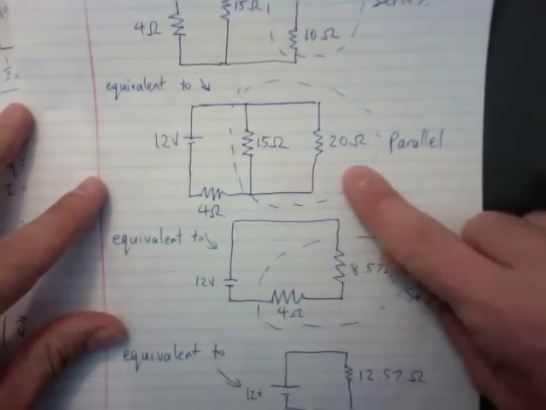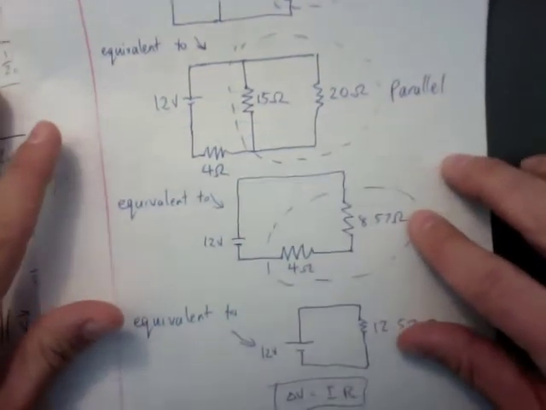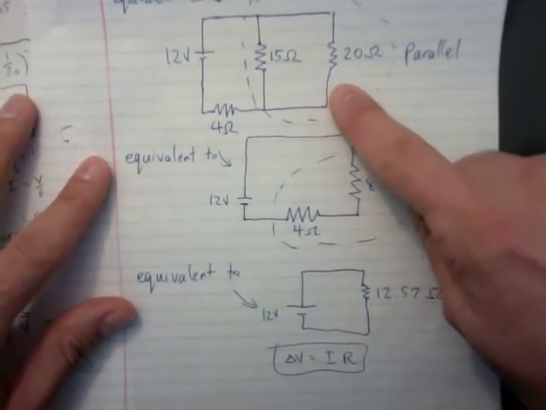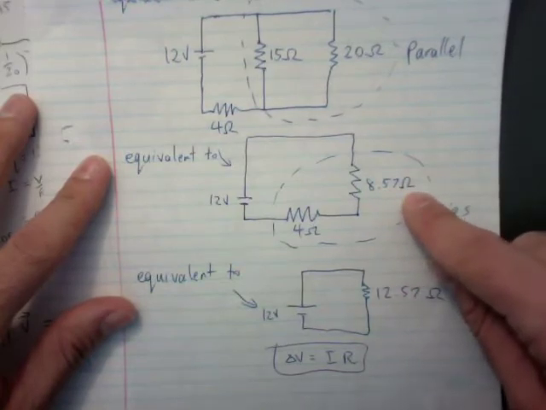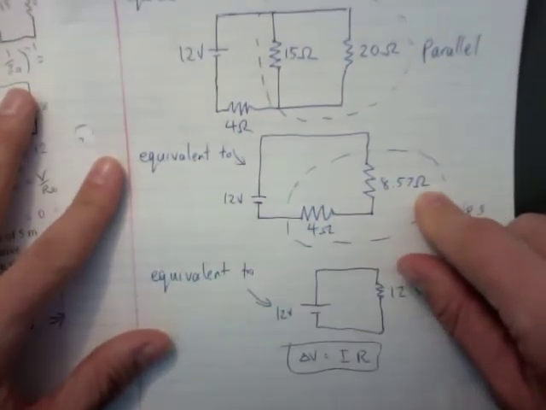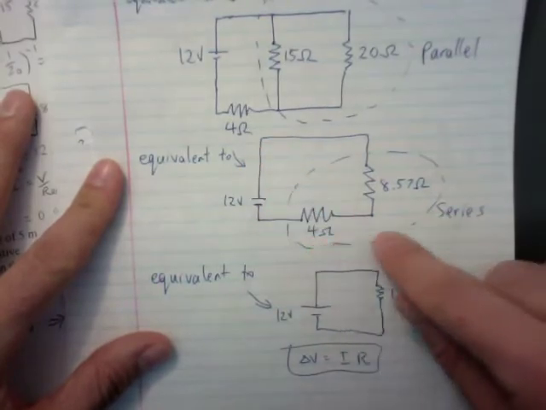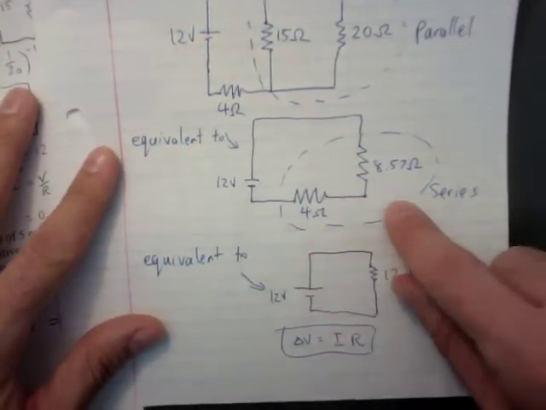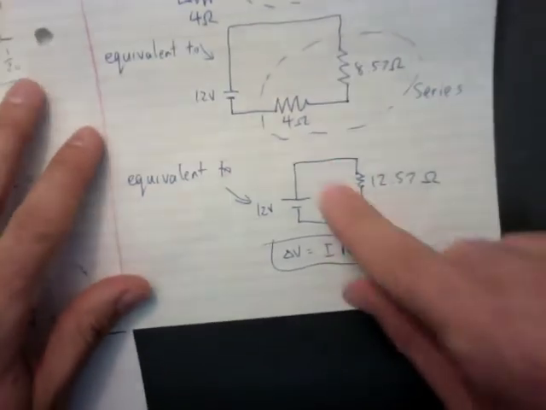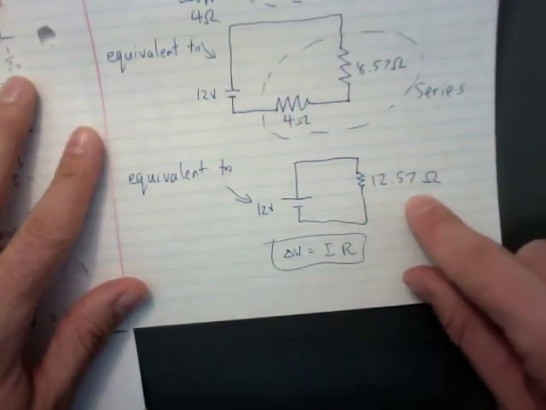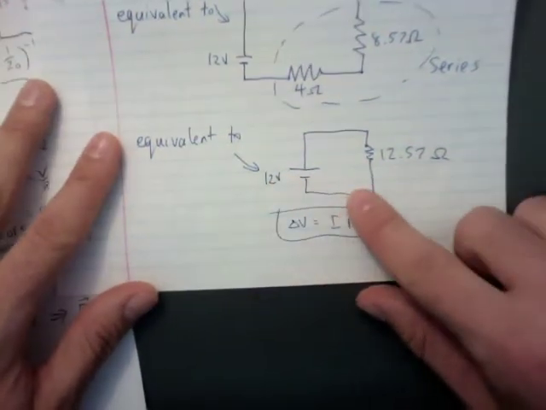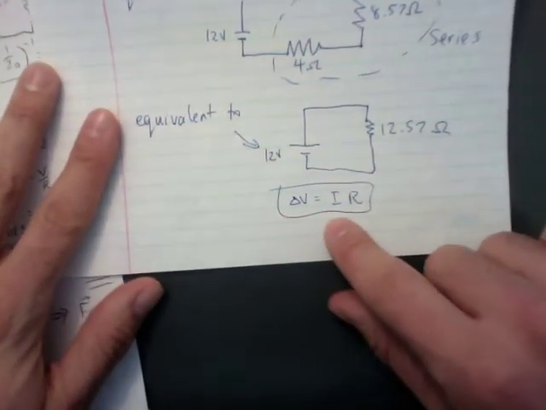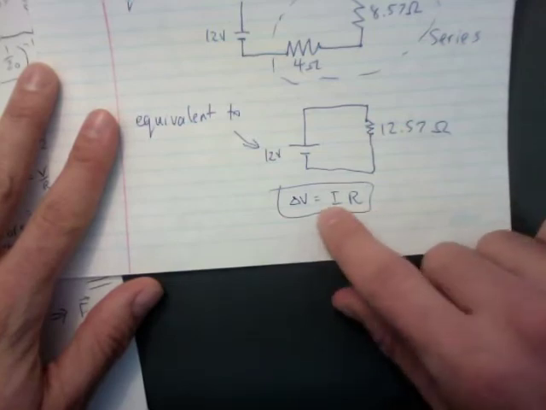So we add the reciprocals and take the reciprocal of that, and this circuit is now equivalent to this. This is 8.57 ohms in series with this 4-ohm resistor. So adding these up, 4 plus 8.57 is, this circuit is equivalent to this, 12.57 ohms, just hooked up to a 12-volt battery. So this is now a simple circuit, and the Ohm's law is V equals IR.